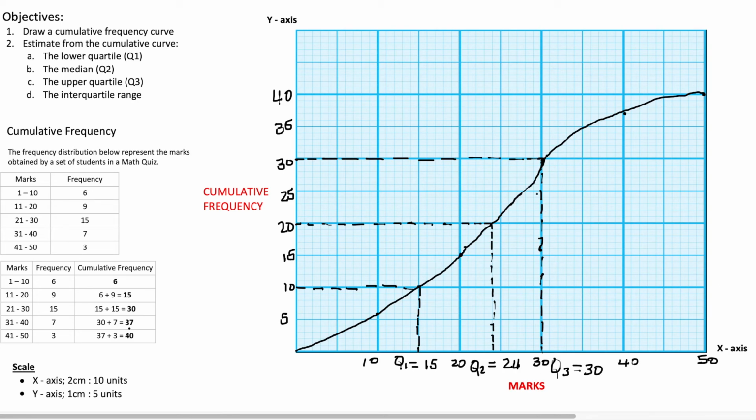Now to find the interquartile range, always remember that the interquartile range is the difference between the upper quartile and the lower quartile. Therefore the upper quartile is equal to 30, the lower quartile is 15, so the interquartile range is equal to 15.